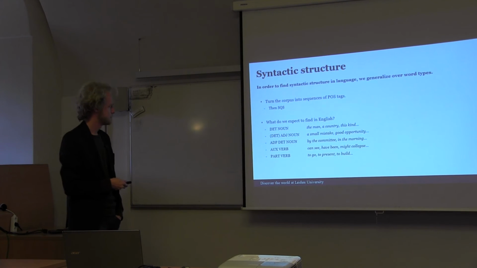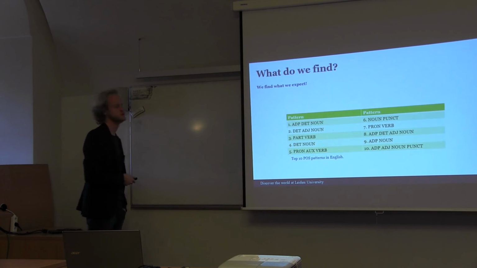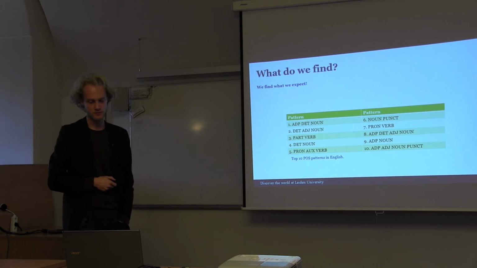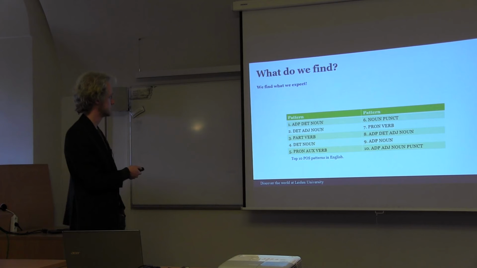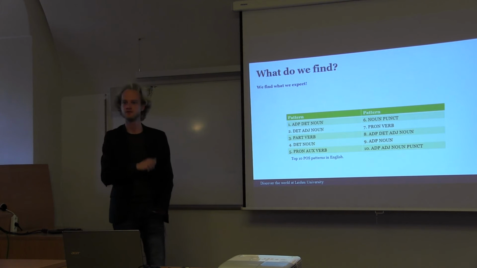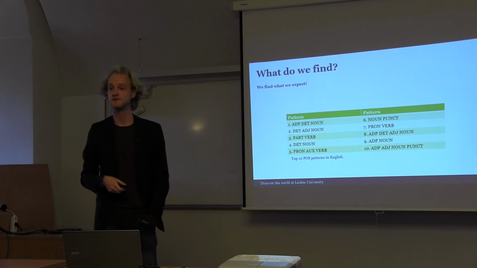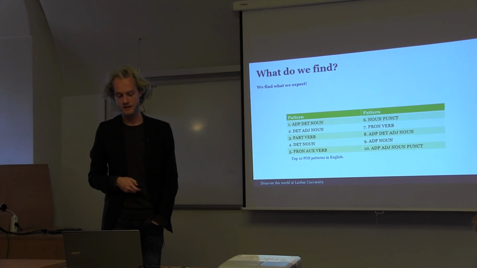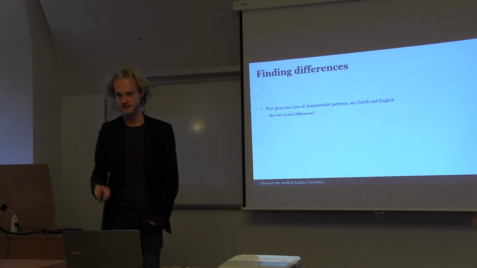But what do we actually find? We do indeed find these things, which is very cool, because we find apposition, determiner noun, determiner adjective noun, particle verb, determiner noun, pronoun auxiliary verb, noun punctuation, which is interesting, pronoun verb, adposition, determiner adjective noun. So you actually find structure in your data using the minimal description length principle. And this is, I think, very cool. But now, how do we actually find differences with this?